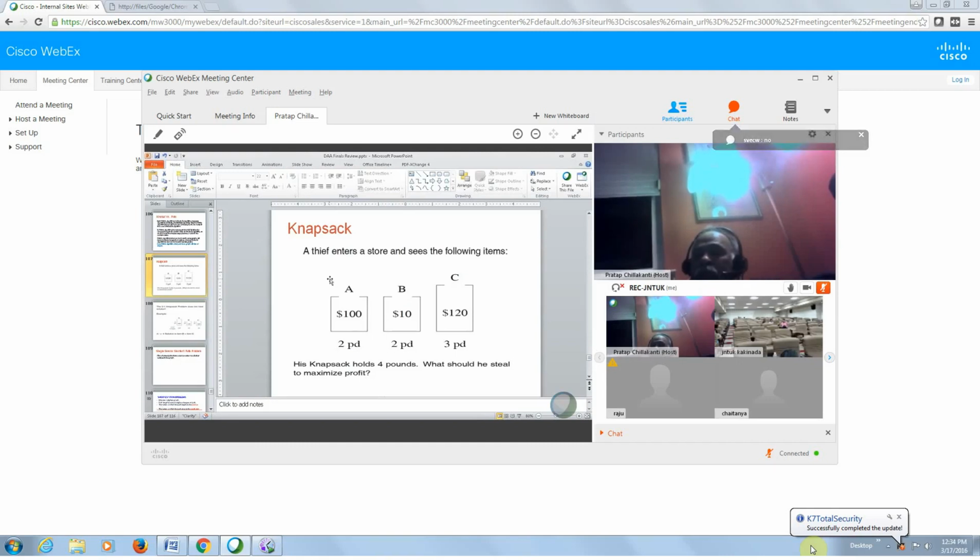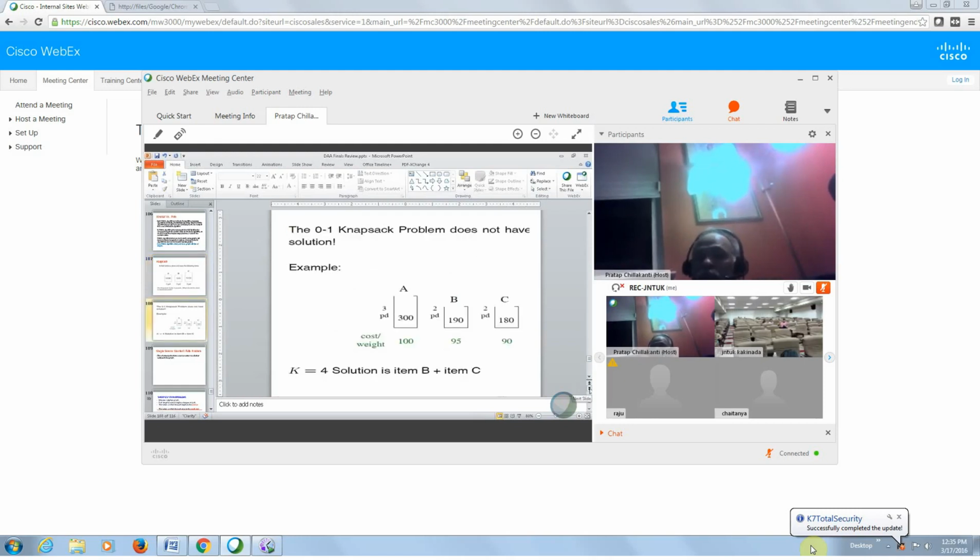Knapsack, right? So you all know what knapsack is. You have this thief who enters. You have different items with different weights and values, right? And then the knapsack has a limit. So how do you maximize the profit is what we're talking about here. One way of looking at it is that a greedy algorithm does not work for knapsack.